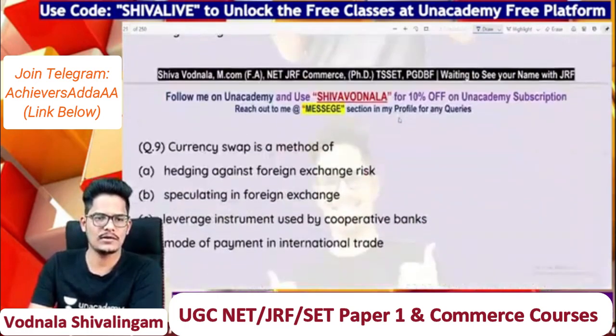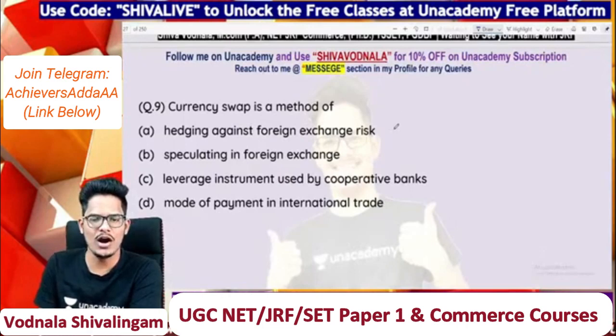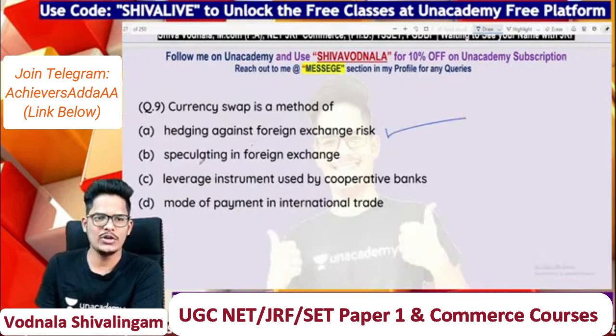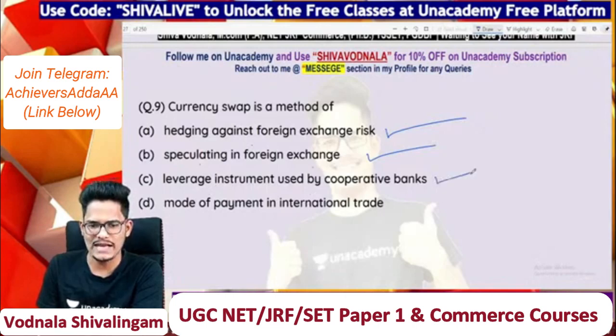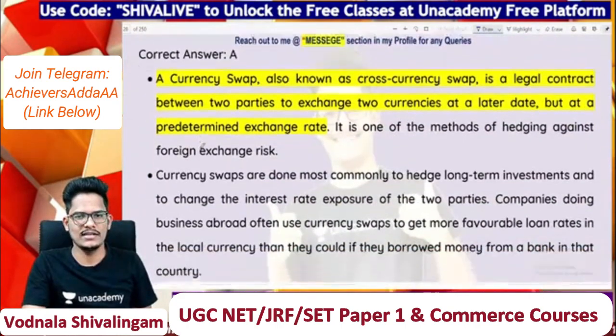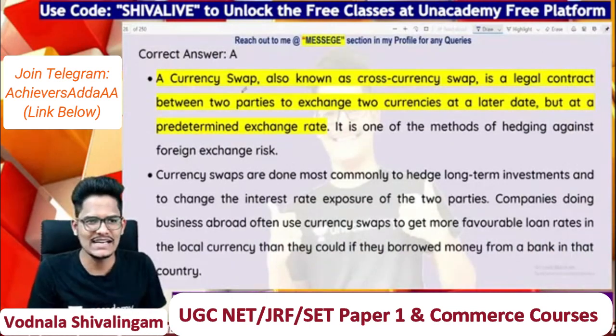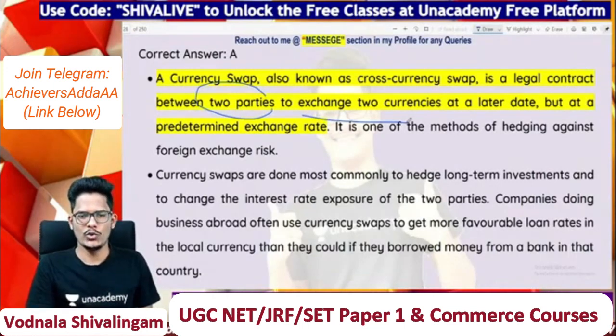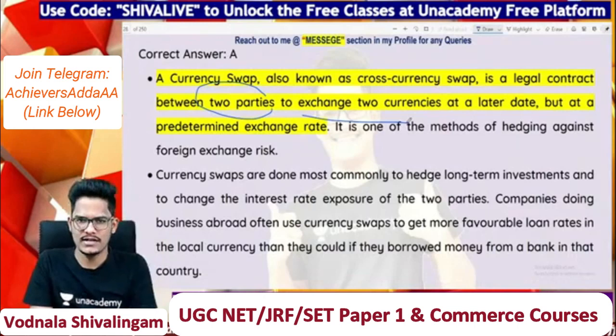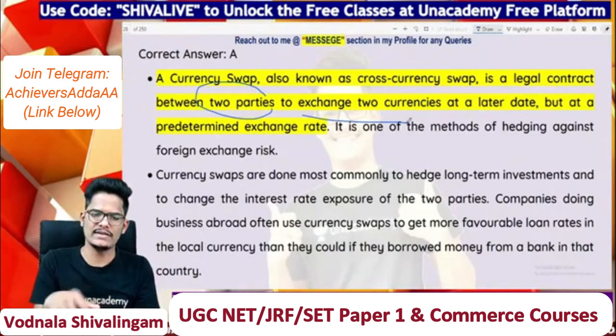Next, currency swap is a method of hedging against foreign exchange risk, speculating in foreign exchange, a leverage instrument used by cooperative banks, or a mode of payment in international trade. What is currency swap? Option A is the given answer, guys. Currency swap is known as a cross currency swap. It is a legal contract between two parties to exchange two currencies. You give this currency, I will give that currency.